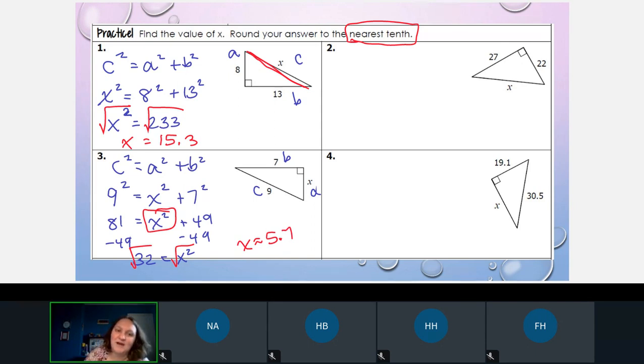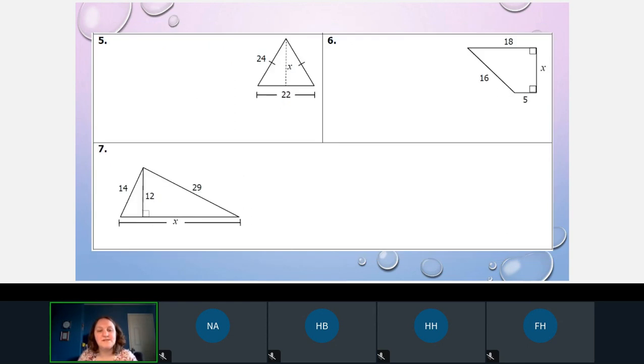Okay, so whether your missing side is the hypotenuse or a leg, this Pythagorean theorem will be your friend. And I'm going to let numbers 3 and 4 just be some practice problems for you to do later. Let's look at an example where it's not as obvious, but Pythagorean theorem can still be good. All right, so let's look. Let's look at number 5.